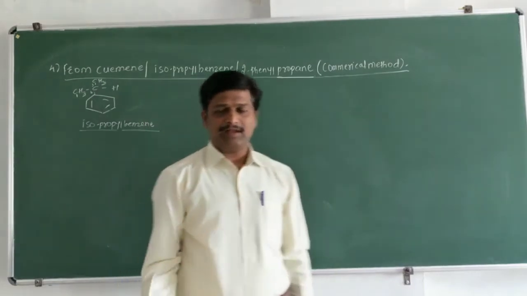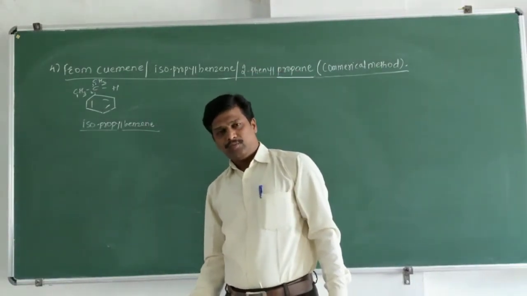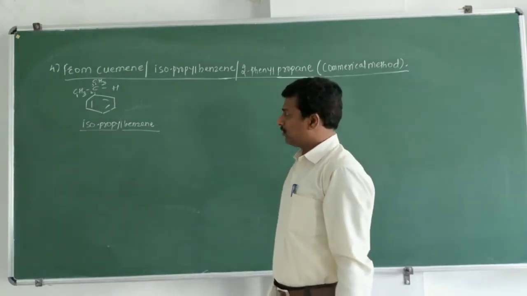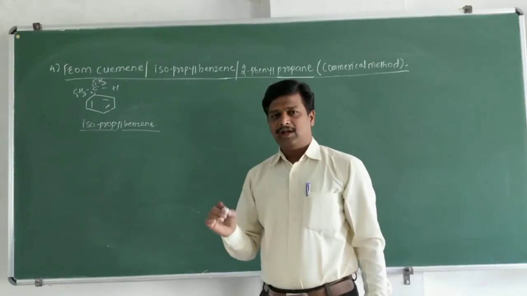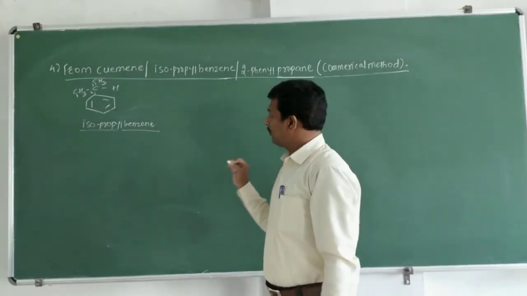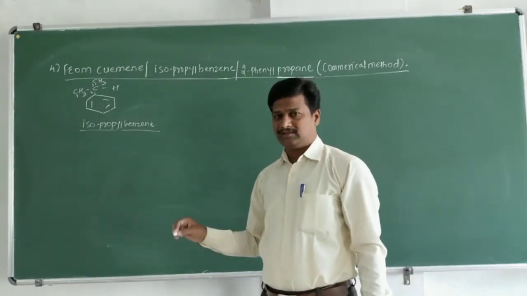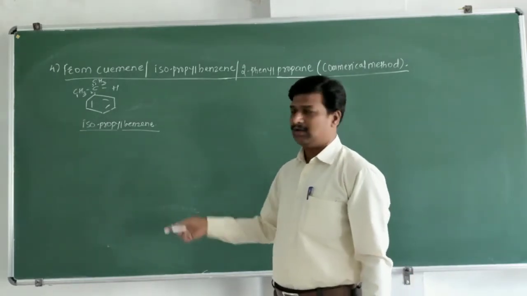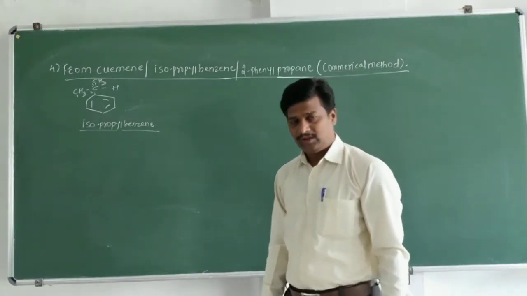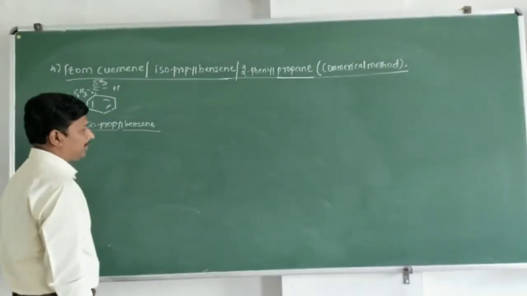So again, in the board exam as well as in MCQs, means in the CET or other objective exams, the question may ask: what is the IUPAC name of isopropyl benzene? Then its answer is 2-phenyl propane. Okay, so in this way, this is the structural formula of the cumene.